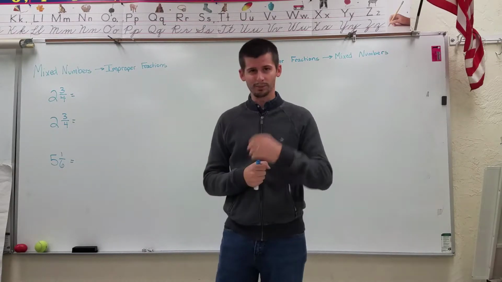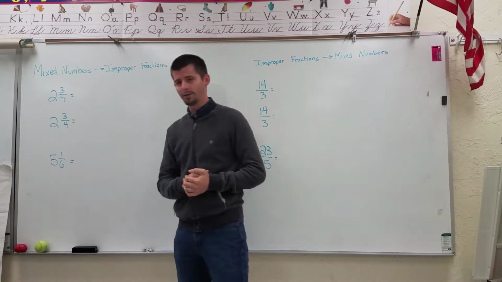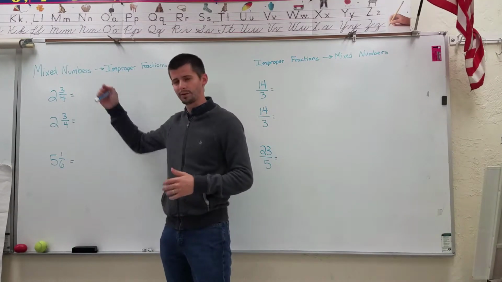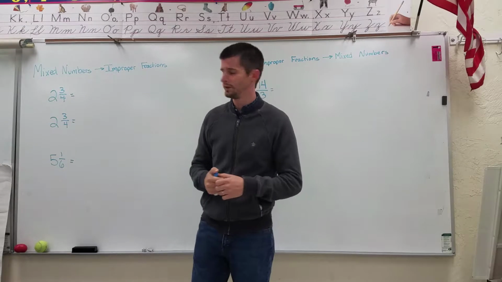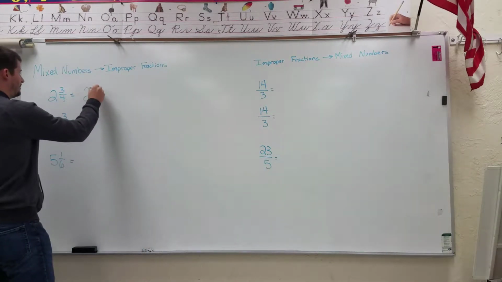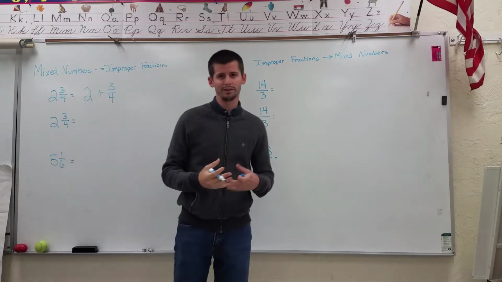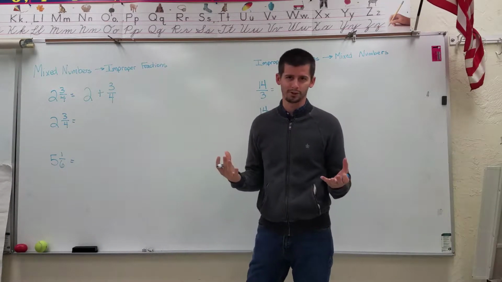I have a couple of examples here that I'm going to go through quickly for you. The first one is 2 and 3/4, and I wrote it twice because I want to show you two ways that they can solve this. So 2 and 3/4 can be written as 2 plus 3/4. A mixed number is just a whole number added with a fraction.